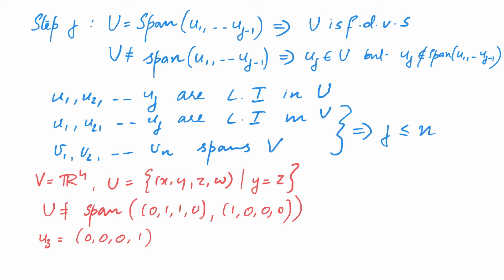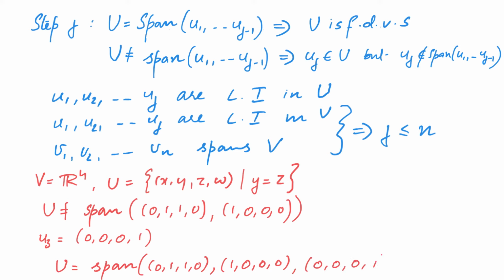Now notice that U is equal to the span of the three vectors (0, 1, 1, 0), (1, 0, 0, 0), and (0, 0, 0, 1). And that is how the process ends. At some stage, the span of the vectors that we have constructed would be equal to the subspace that we are looking at. And then the process will end. Hope you have understood the process well.